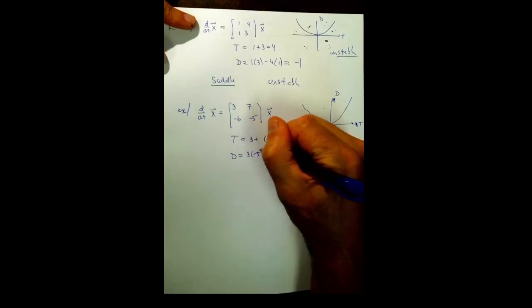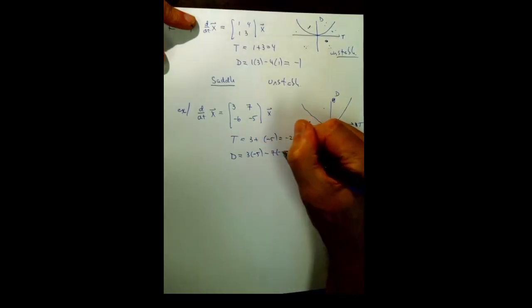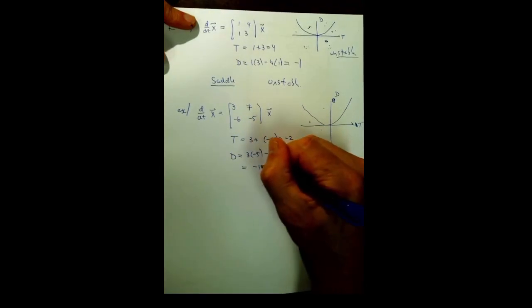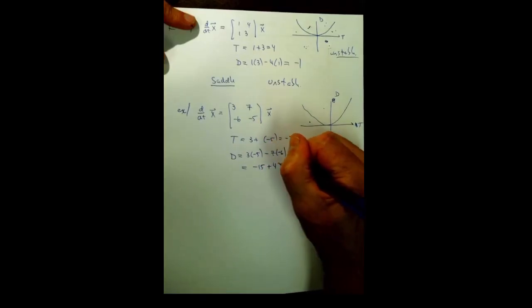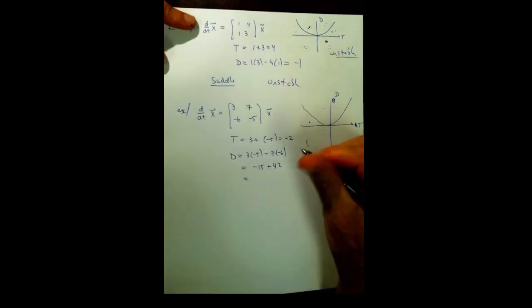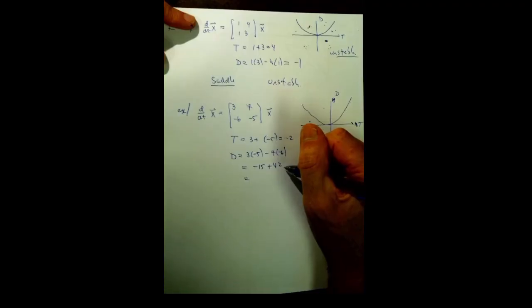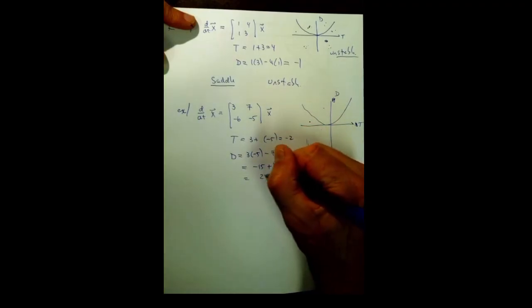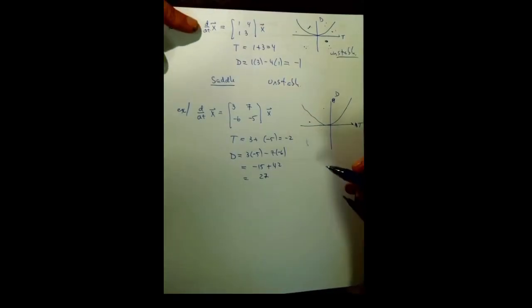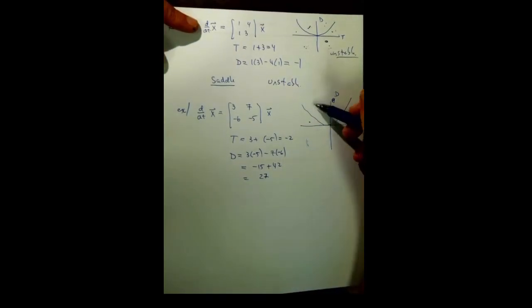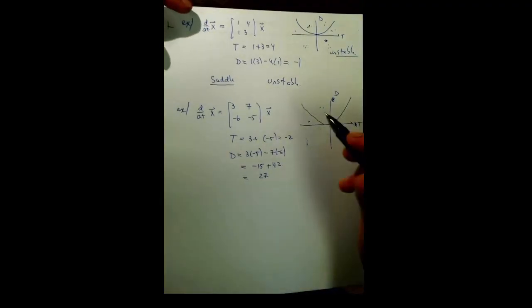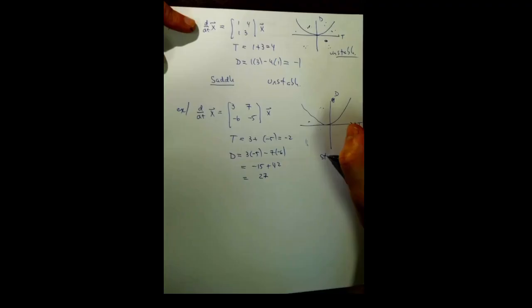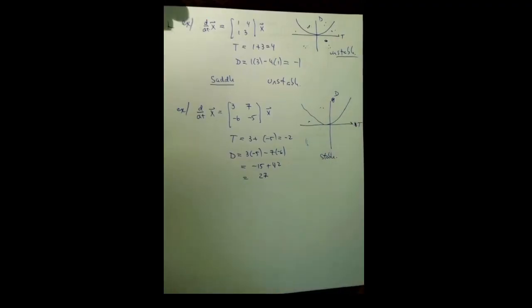So 3 times minus 5 minus 7 times minus 6. This is minus 15 plus 42. What is that? 27, according to my notes. So the determinant is positive, so it's stable. It's either going to be in this region or this region. Let me just be careful. So it's stable, it's either a sink or it's going to oscillate.